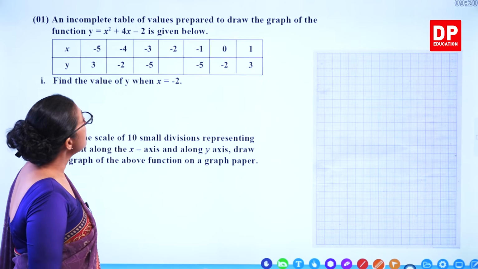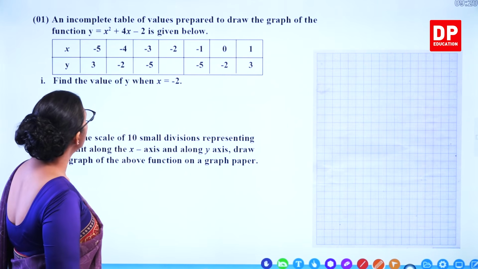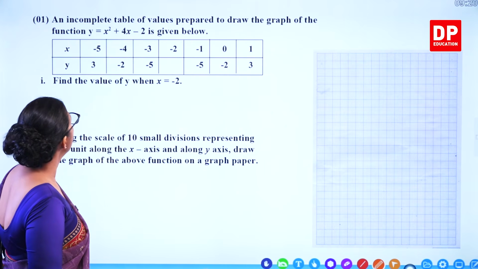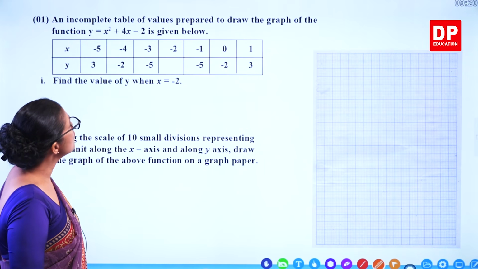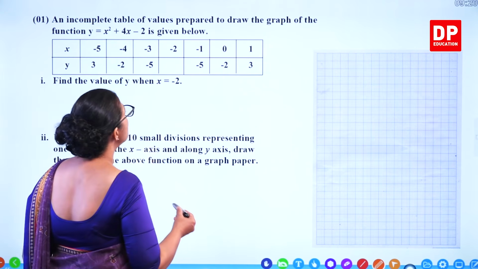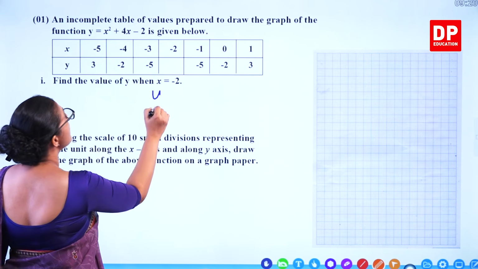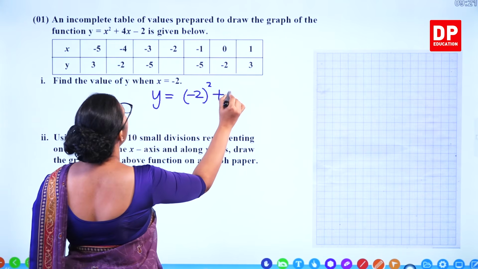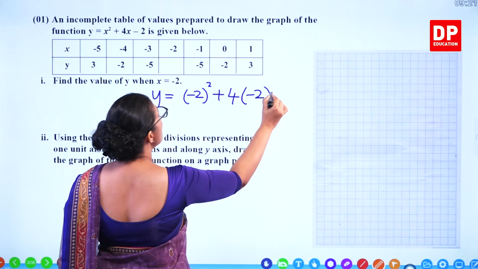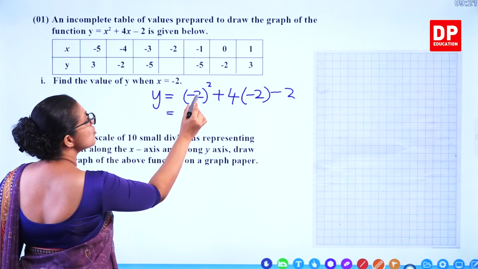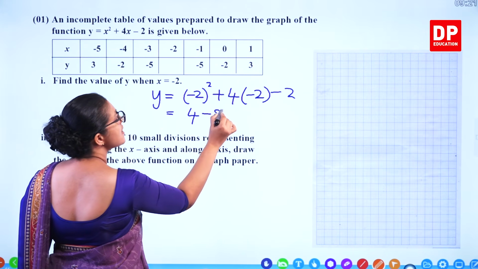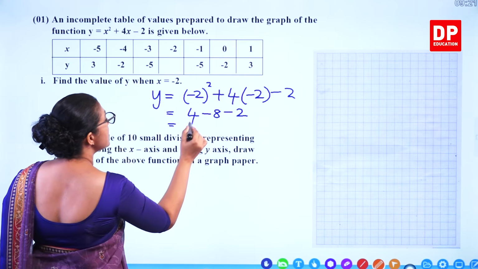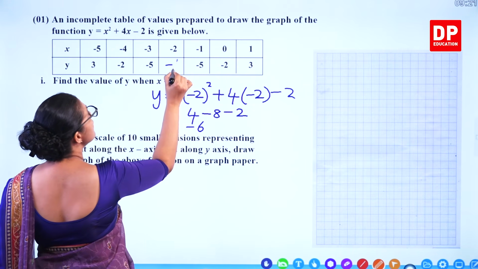An incomplete table of values prepared to draw the graph of the function y equals x squared plus 4x minus 2 is given below. Find the value of y when x equals minus 2. So you can substitute minus 2 in the equation and find out the answer for y. Minus 2 squared is 4, 4 times minus 2 is minus 8, and minus 2. You get minus 6. So this value is minus 6.